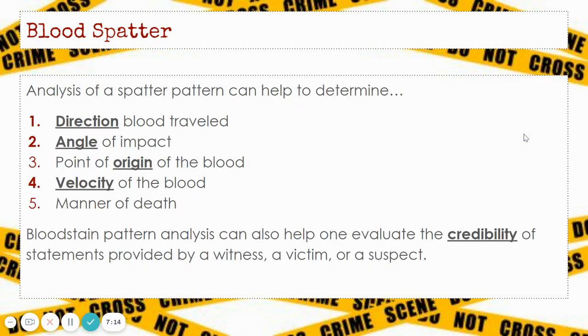Analysis of a blood spatter pattern can help to determine the direction blood traveled, the angle of impact, the point of origin of the blood, the velocity of the blood, and it can help us determine the manner of death. Blood stain pattern analysis can also help one evaluate the credibility of statements provided by a witness, a victim, or a suspect. The blood spatter should match a witness statement. If it doesn't, the blood spatter is telling the truth, whereas the witness may be bending the truth or lying.